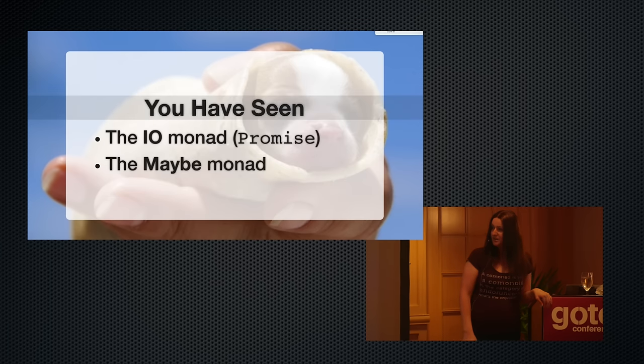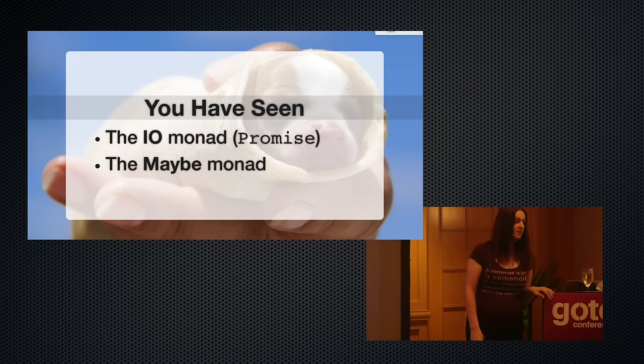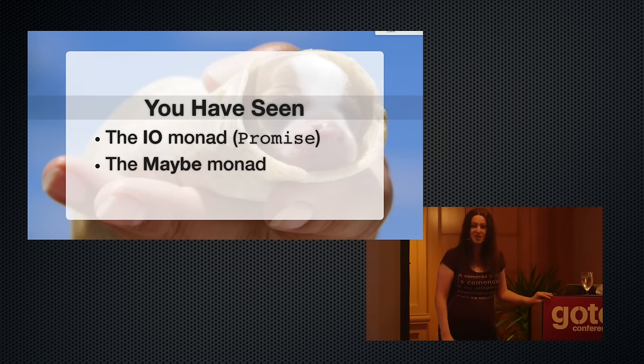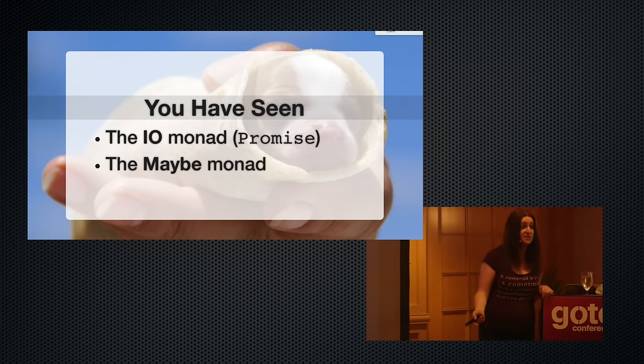You've seen the IO monad from Haskell. It's promises in JavaScript. The maybe monad, or my peculiar little implementation of it, is a thing in Haskell too that is used for dealing with that sort of thing.